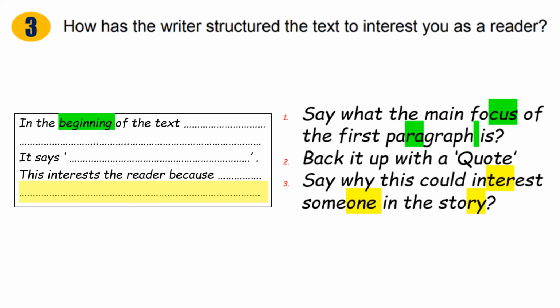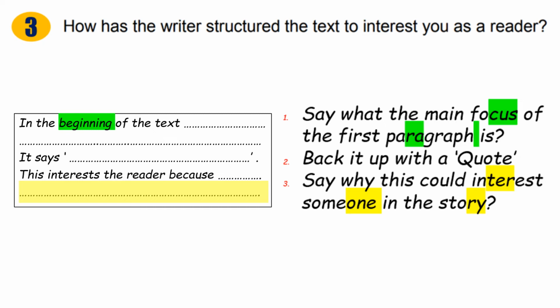And we have, like for question 2, points, evidence and explanations, so this 3-step, and a writing frame to help you write your answer. So the first thing we're going to do is look at the beginning of the text. We're just going to look at the first couple of sentences or the first paragraph, but just the very beginning. And we're going to work out what is the main focus of that paragraph. What's the writer decided to write about at the beginning? And then we're going to back it up with a quote and say why that might be interesting.